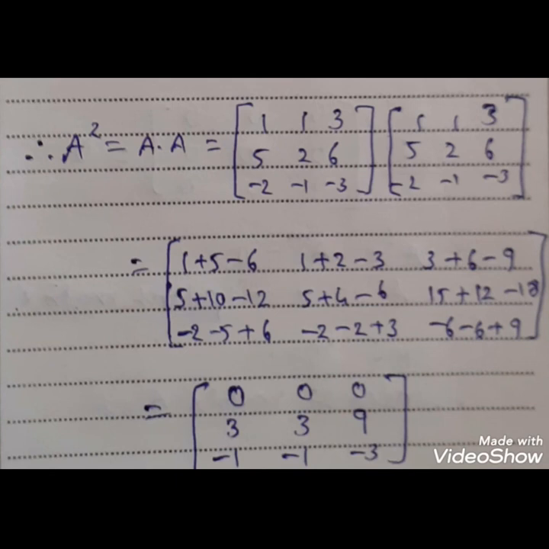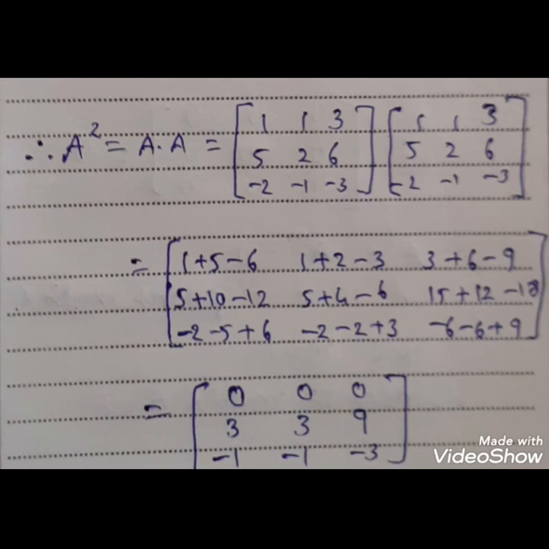Now we multiply the second row with the third column, so we get 5 into 3 is 15, plus 2 into 6 is 12, plus 6 into minus 3, that is minus 18. So 15 plus 12 is 27, minus 18 is 9. So 3 3 9 are the elements of the second row, and they are not equal to 0. So it is obvious that A square is not a zero matrix. So here we can't say that it is a nilpotent matrix.